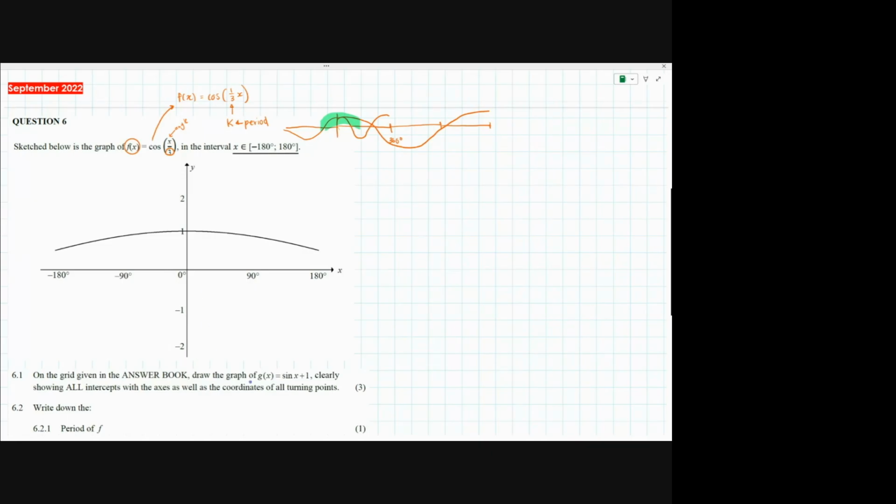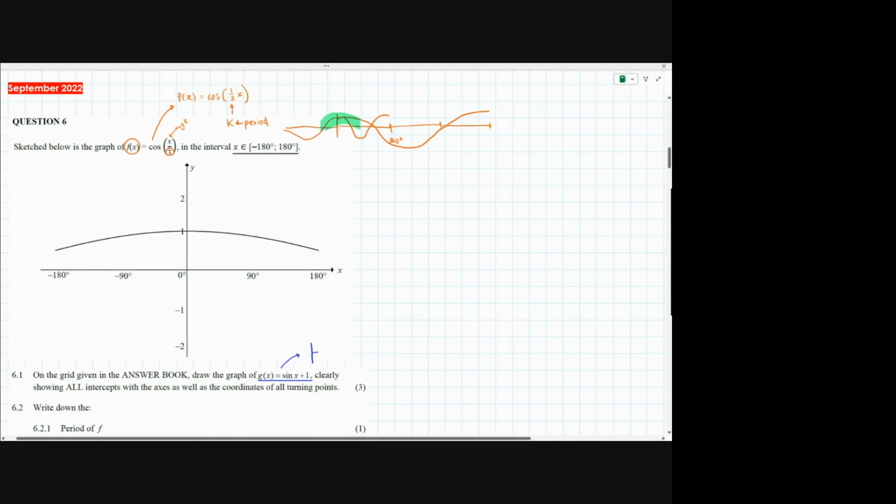The first question asks me to draw the graph of g of x, which is sine of x plus 1, clearly showing all intercepts with axes as well as the coordinates of all turning points. You always have to show that stuff for any function. You know that. So this is now where the knowledge of my parent functions is super useful to me.